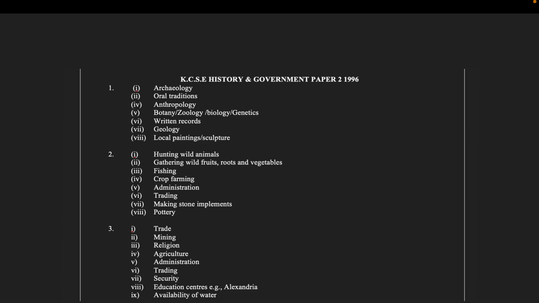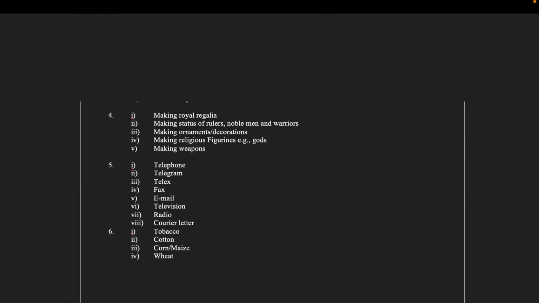4. I. Making royal regalia. II. Making statues of rulers, noblemen and warriors. III. Making ornaments, decorations. IV. Making religious figurines e.g., gods. V. Making weapons.